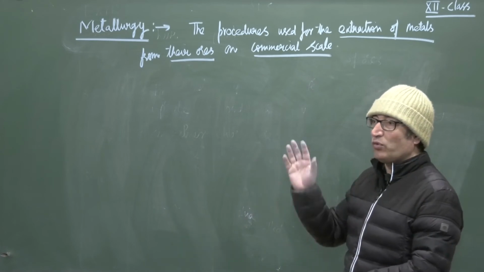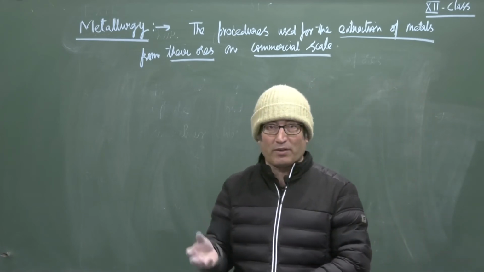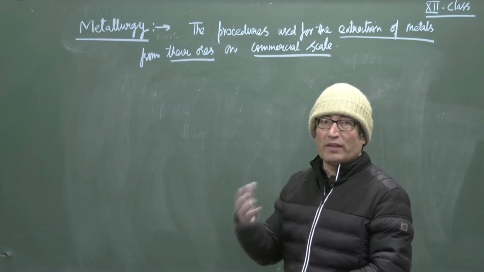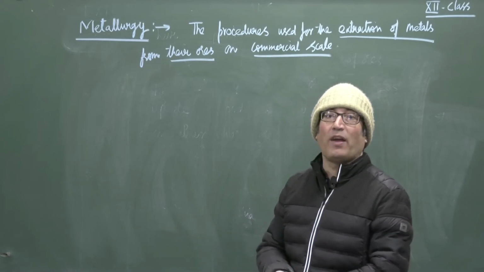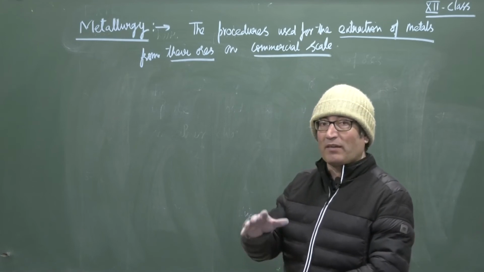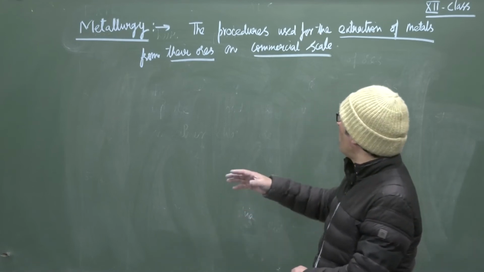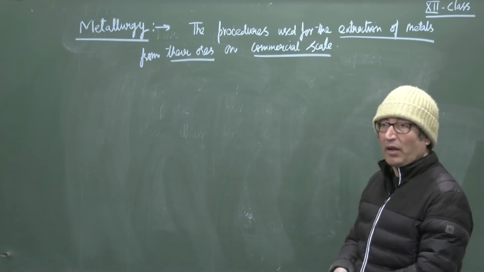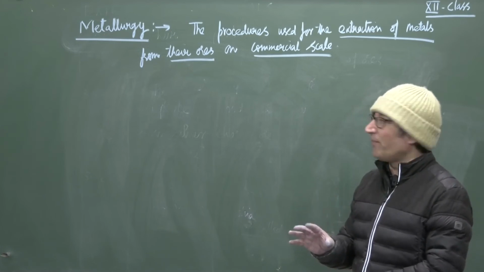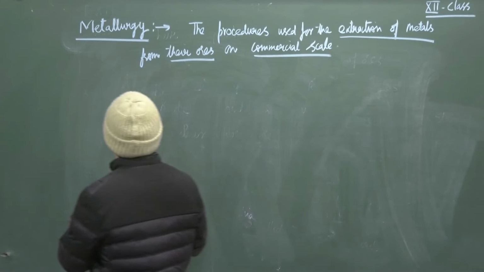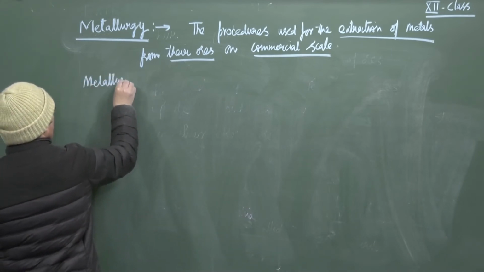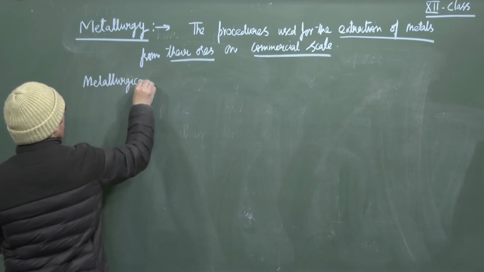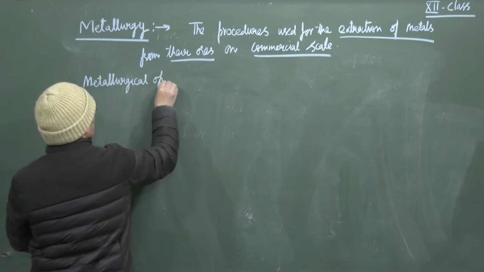The method that is used for extraction of iron from its hematite ore is not used for the extraction of copper from its ore. The same is not used for the extraction of aluminium from bauxite ore. So different metals have different properties. Therefore, different metallurgical processes are there. But there are some common procedures. Those common procedures are called metallurgical operations.